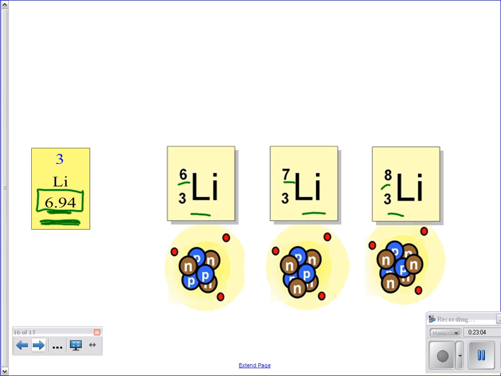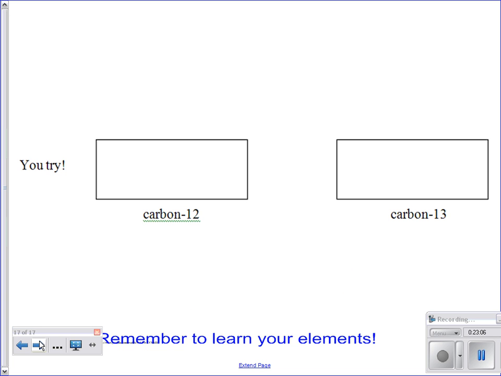And then, let's see what else we've got. Okay, so now I think this is the end here. It says you try. It doesn't tell you what to try though. What you're going to do is write nuclide symbols for this. And what we're looking at is carbon 12 and carbon 13. How would you write the nuclide symbols for carbon 12 and carbon 13?